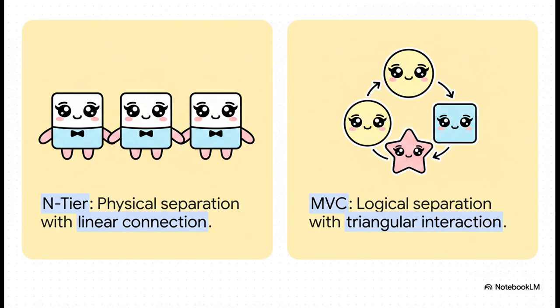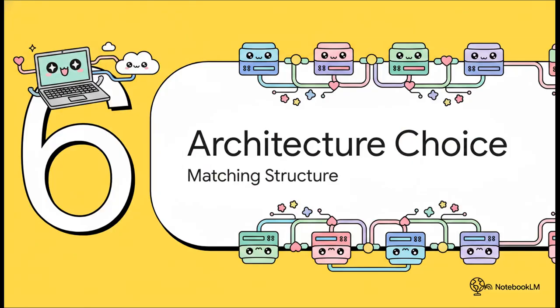But here is the really fascinating part. They aren't mutually exclusive. You can actually use the logical MVC code framework inside the physical presentation layer of your massive N-tier setup. It's literally structure nested within structure. How cool is that? And finally, Section 6, choosing the right architecture, matching structure to scale.